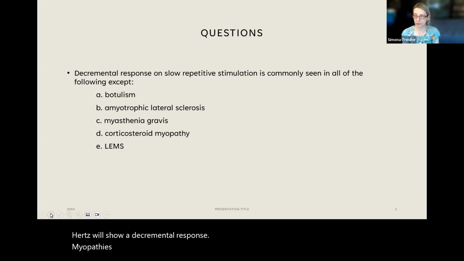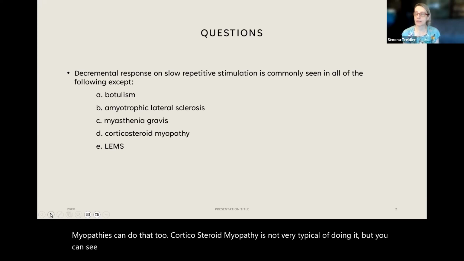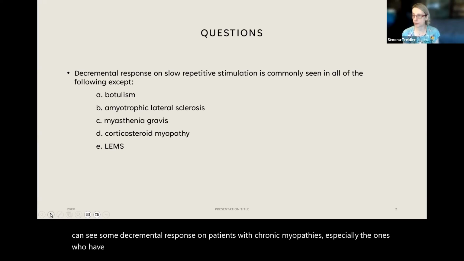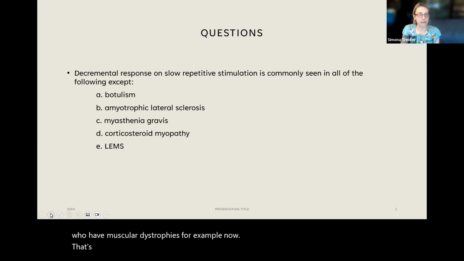Myopathies can do that too. Corticosteroid myopathy is not very typical of doing it, but you can see some decremental response in patients with chronic myopathy, especially the ones who have muscular dystrophies, for example. No, that's a very good answer.